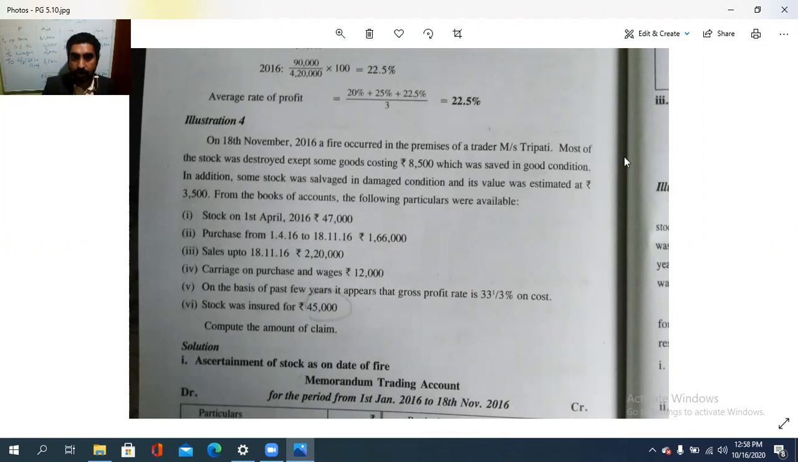From the books of accounts, the following particulars were available. Stock on 1st April 47,000 for opening stock. Purchases 1,66,000. Sales 2,20,000. Carriage on purchases 12,000. On the basis of the past few years, it appears that gross profit rate is 33 and 1 by 3% on cost. The stock was insured for 45,000, so 45,000 is the insurance policy value. If that is below the book value, then we need to calculate the average claim. So we will check how it is, and we need to prepare the memorandum trading account.